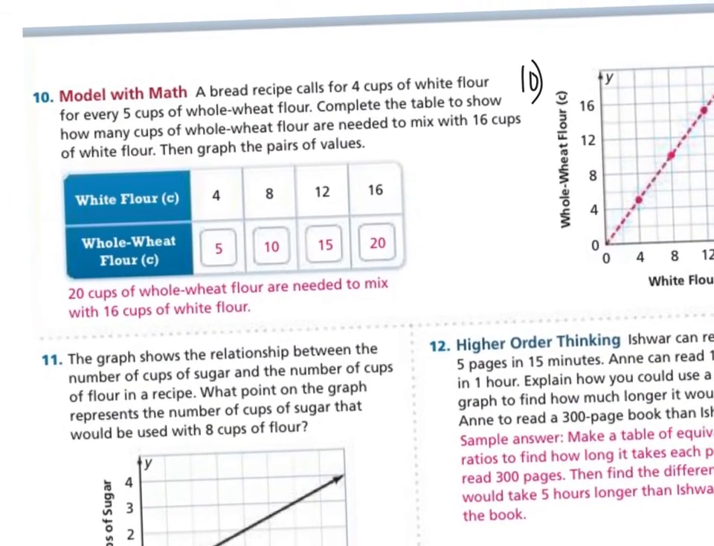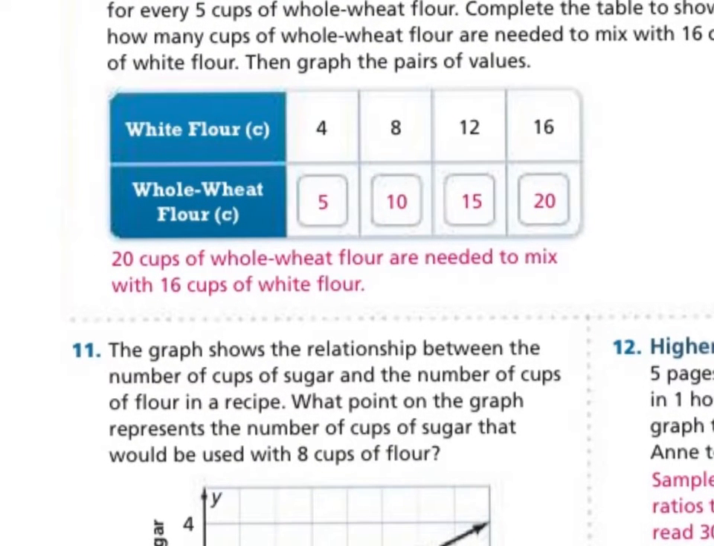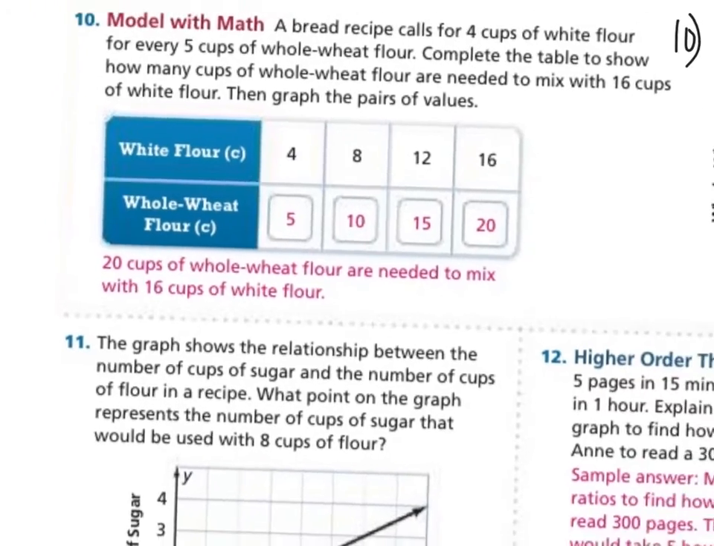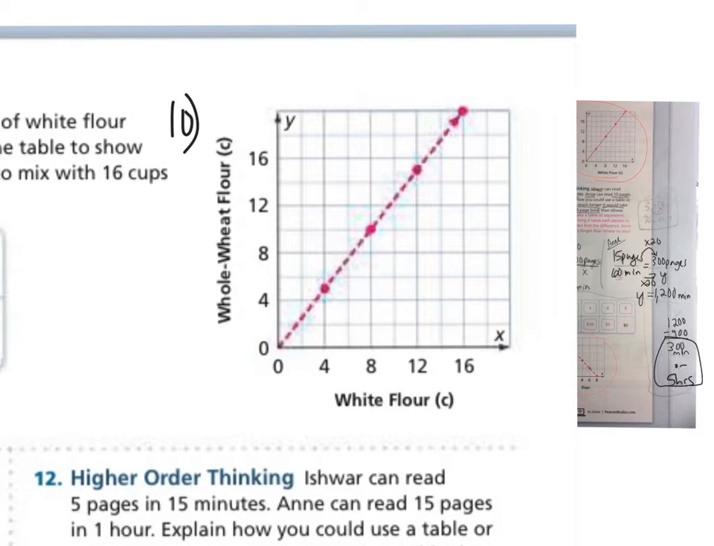Number 10. On the table, missing numbers would be 5, 10, 15, and 20. And then on the graph, it would look something like this. Potentially we could have partial cups of these ingredients, I would say, so we could do a solid line, put an arrow on the end.